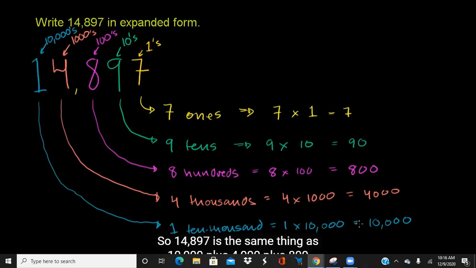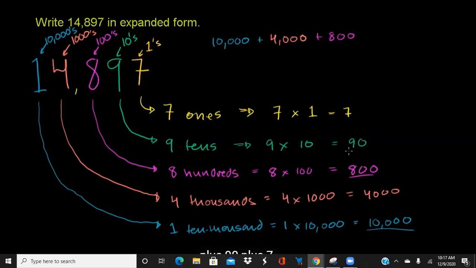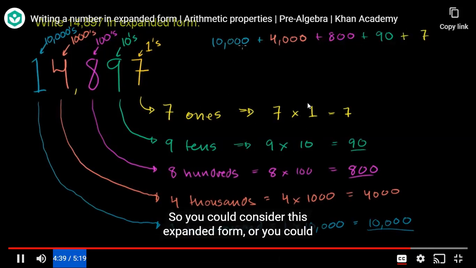So 14,897 is the same thing as 10,000 plus 4,000 plus 800 plus 90 plus 7. So you could consider this expanded form, or you could use this version of it.